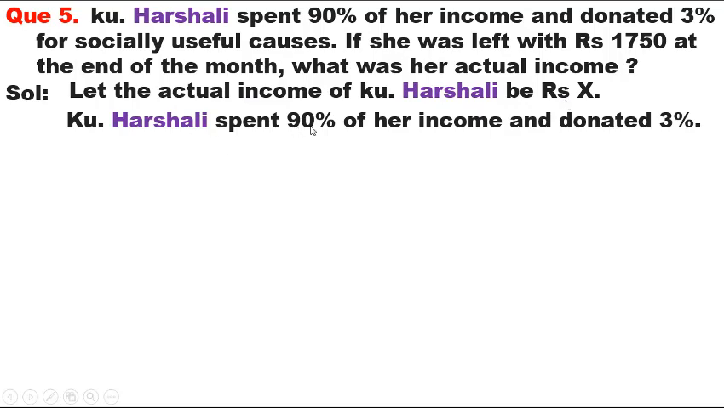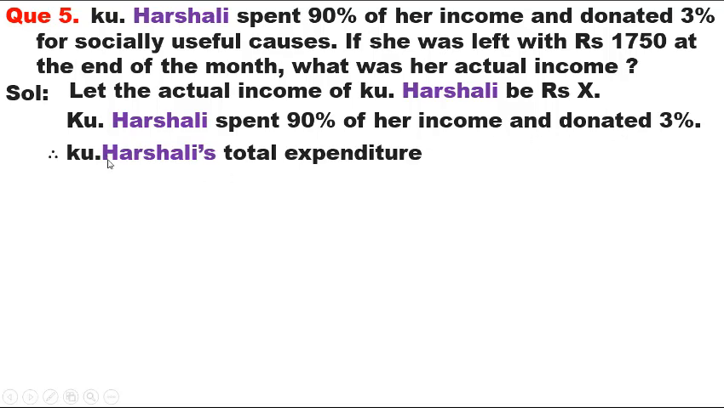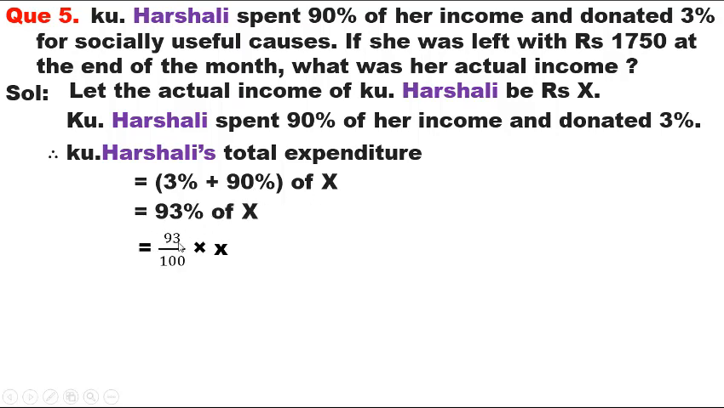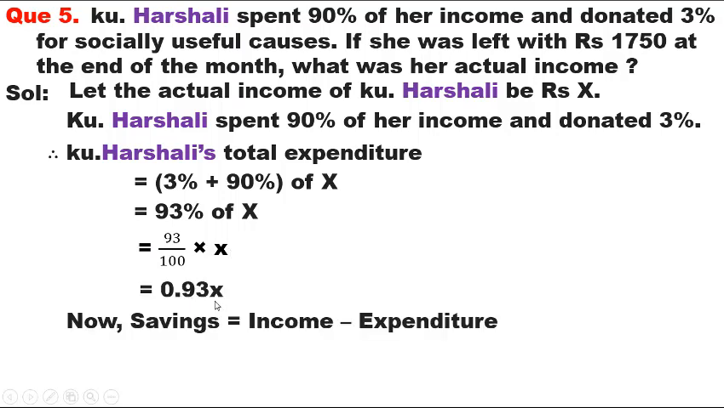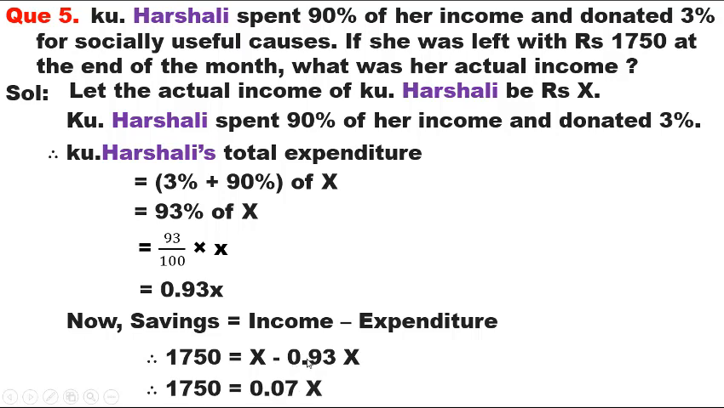Kumari Harshali spent 90% of her income and donated 3%. Kumari Harshali's total expenditure is equal to 3% plus 90% of X is equal to 93% of X. 93 divided by 100 into X is equal to 0.93X. Now saving is equal to income minus expenditure. 1,750 is equal to X minus 0.93X. 1,750 is equal to 0.07X.